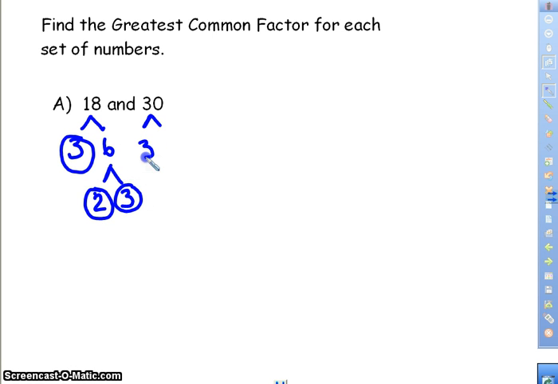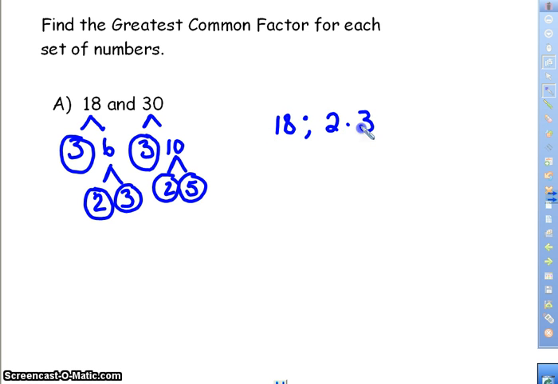For 30, I have 3 times 10, and 3 is prime. For 10, I have 2 times 5. Okay, so I like to list my factors, and I always will put the 18 and then list all my factors for those, my prime factors. And for the 30, I have 2 times 3 times 5.